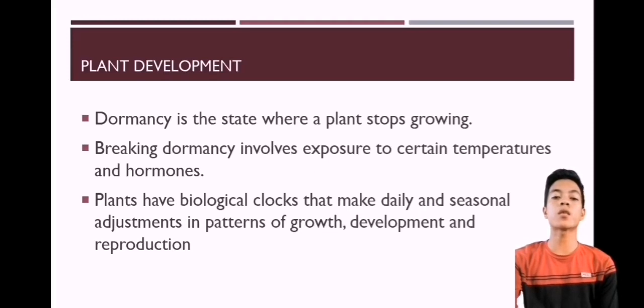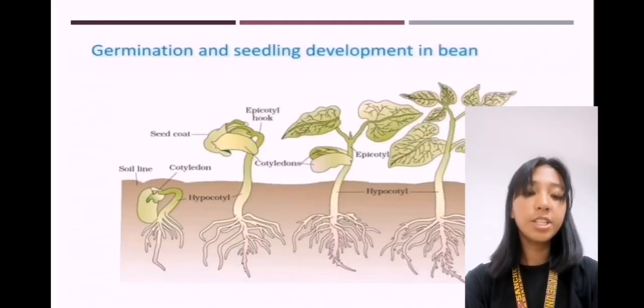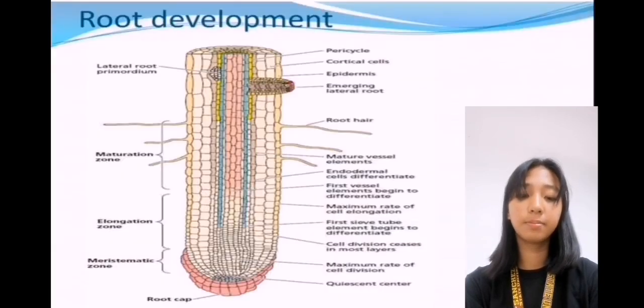Dormancy is the state where a plant stops growing. Breaking dormancy involves exposure to certain temperatures and hormones. Plants have biological clocks that make daily and seasonal adjustments in patterns of growth, development, and reproduction. So this is an example of germination and seedling development in bean and root development.